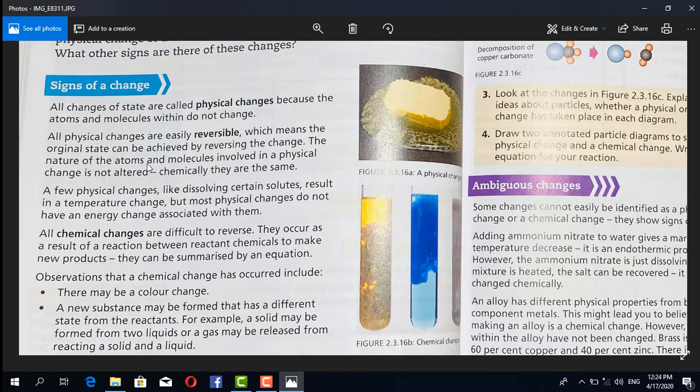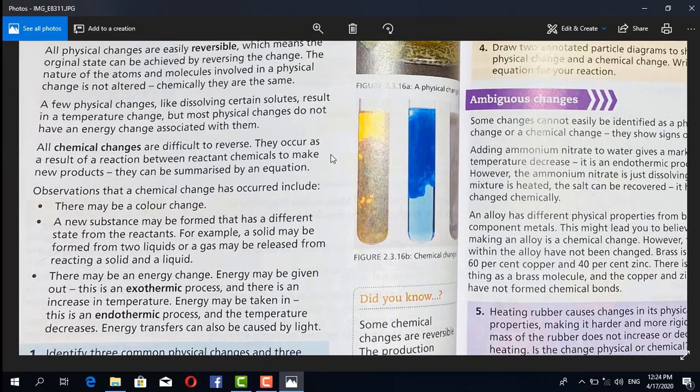The nature of the atoms and the molecules involved in a physical change is not altered. That means it doesn't change, it stays as it is. A few physical changes are, for an example, dissolving. If I have sugar and I add it into water, it dissolves, and if I want to gain it back, I just heat it up and wait for the water to evaporate, and then I'll have the crystals left. So that's what we say, that it's a physical change. But most physical changes don't have energy exchange associated with them.